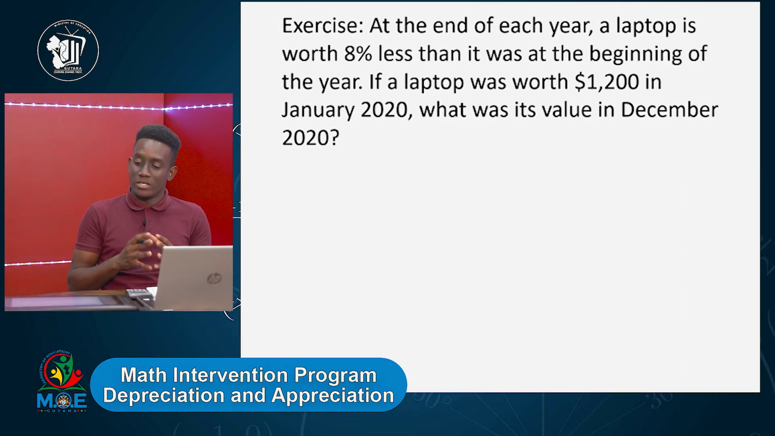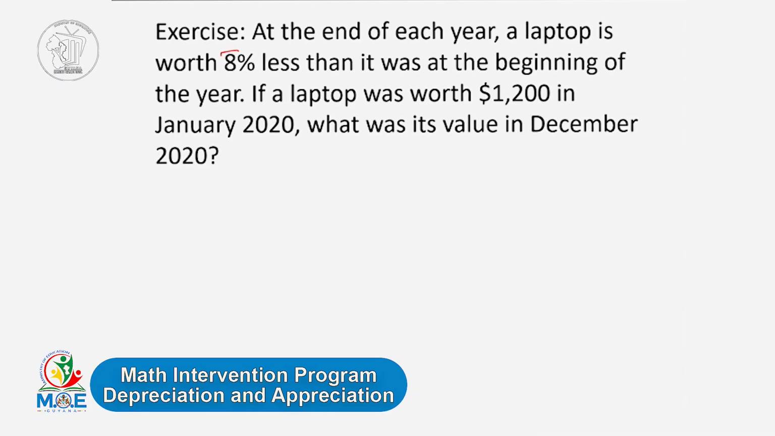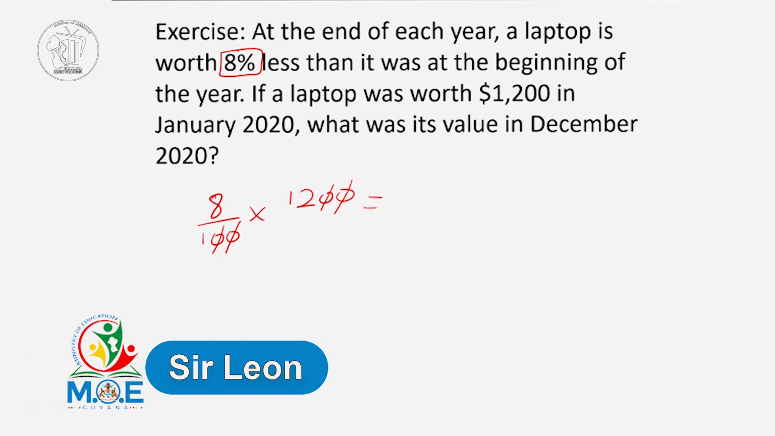So we see January to December is 1 year. So we want to find the value of this laptop after 1 year of depreciation. Once again, I will find 8% of the cost at January. So this will be 8 over 100 multiplied by the cost of the laptop, which is $1,200. So this 0 cancels with that 0, this 0 cancels with that 0, and 8 times 12 would give me $96. So we see $96 has to come off of the laptop.